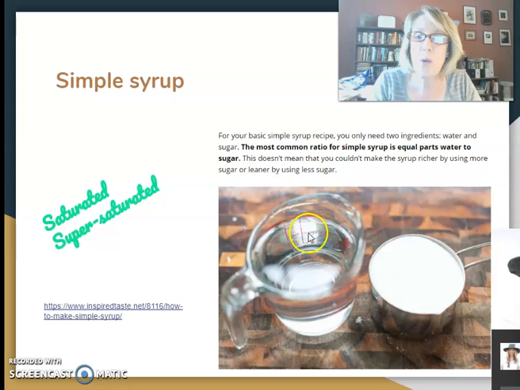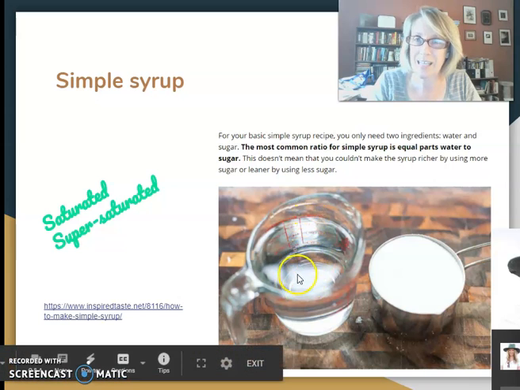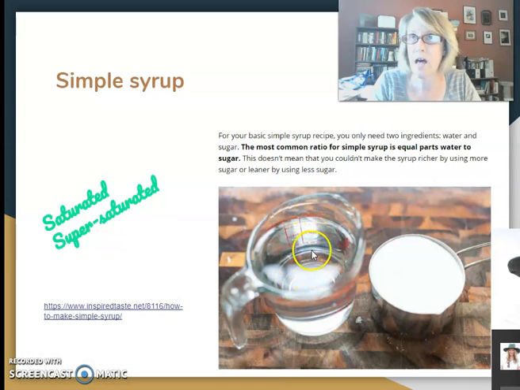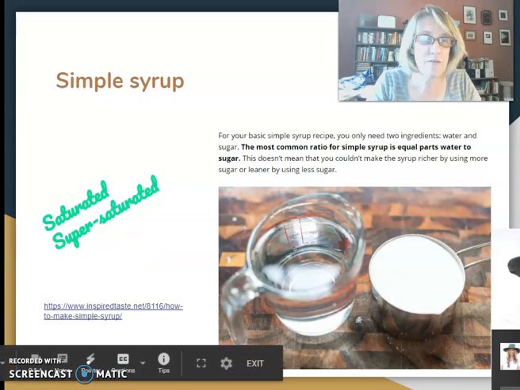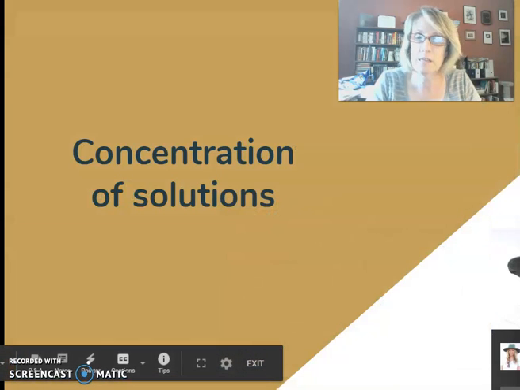This is also how, if you've ever made things like rock candy, you make a supersaturated solution first, and then you add something to start it crystallizing, and it'll crystallize around a popsicle stick, for instance, and you get that rock candy. Okay, so that's kind of a real world example of solutions and temperature.